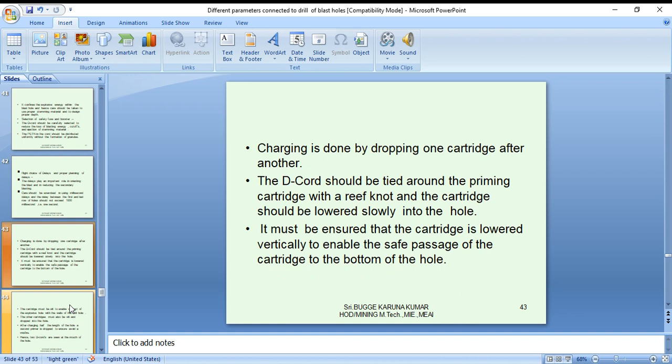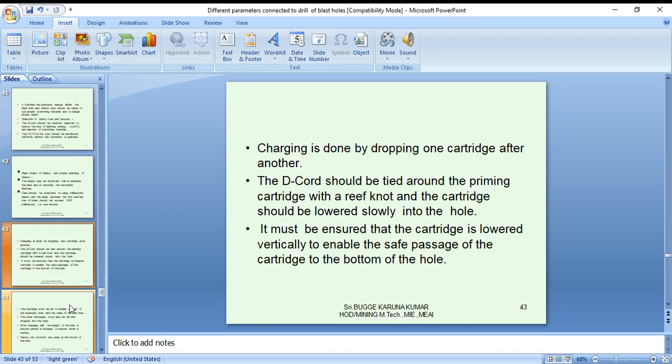Okay. Charging is done by dropping one cartridge after another. Generally SMS is there, with direct pipe pouring into the hole, but sometimes cartridge bags are also used in case of water in the hole. The detonating cord should be tight around the priming cartridge with a reef knot, and the cartridge should be lowered slowly into the hole. Sometimes they pour speedily because of hurry. Some workers have no idea how to insert it inside the hole. These also cause misfiring.